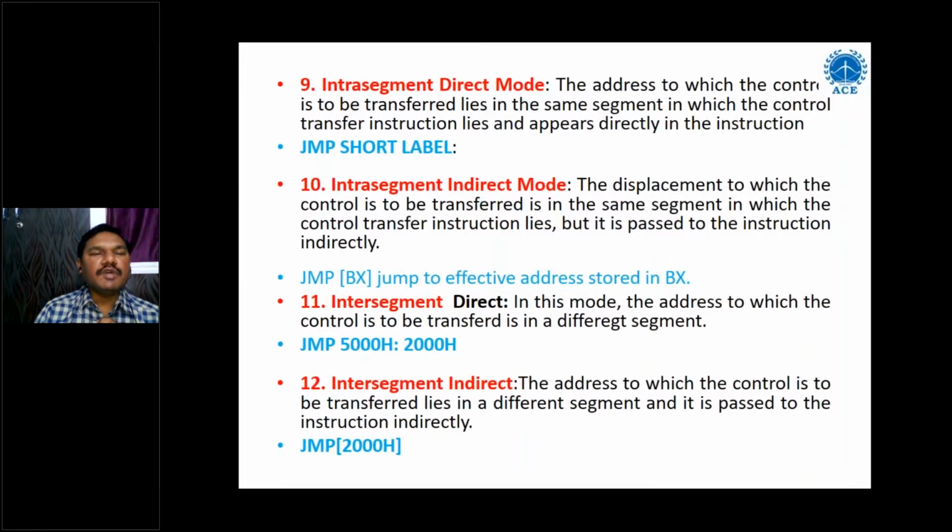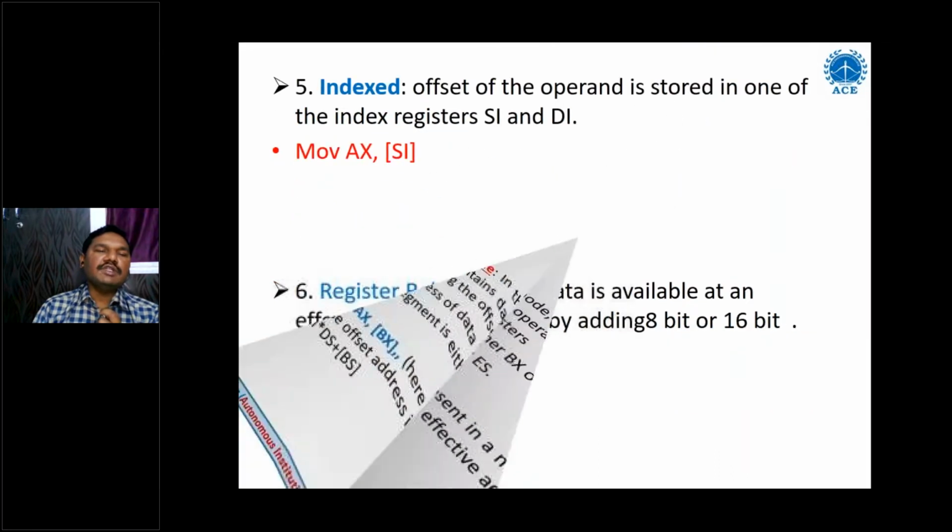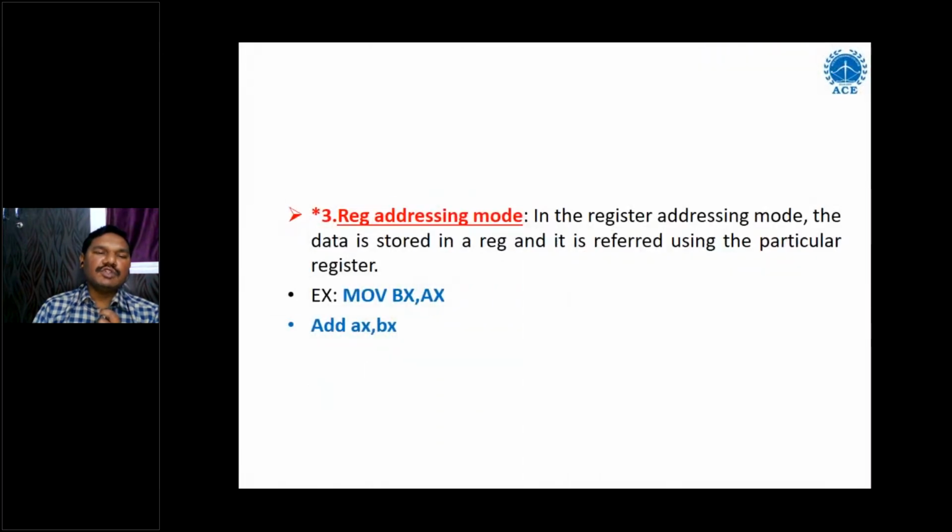Right. And after that, we have four important types of addressing modes: intra-segment and inter-segment. Intra-segment and inter-segment, again two types: intra-segment direct, intra-segment indirect, inter-segment direct, and inter-segment indirect mode. And these program transfer instructions are used in terms of jump and call instructions, which we will see later. But basically everywhere we will see only these 8 types of addressing modes.